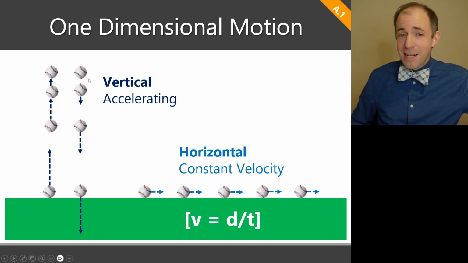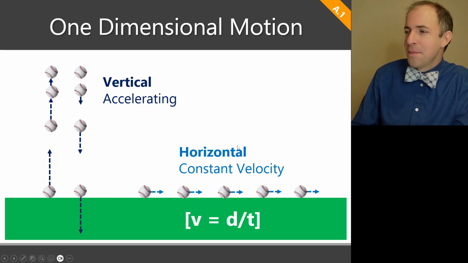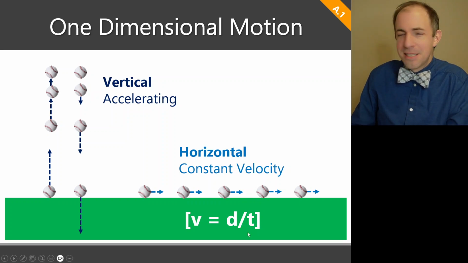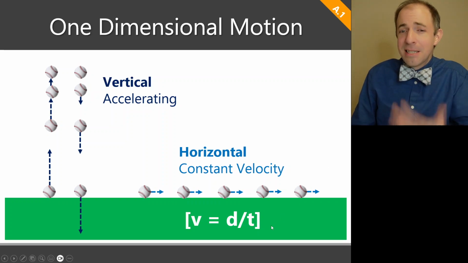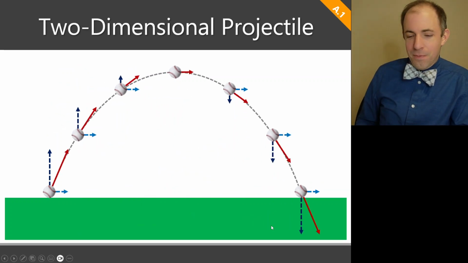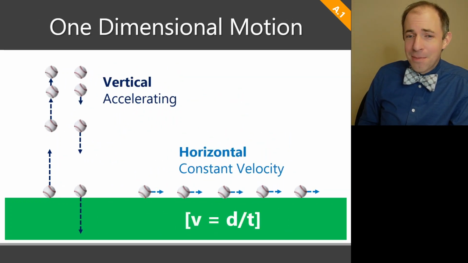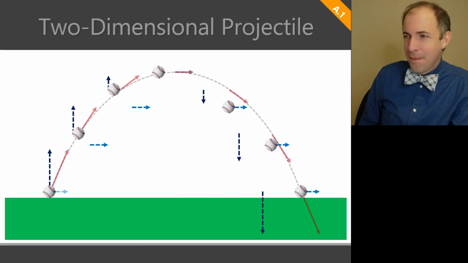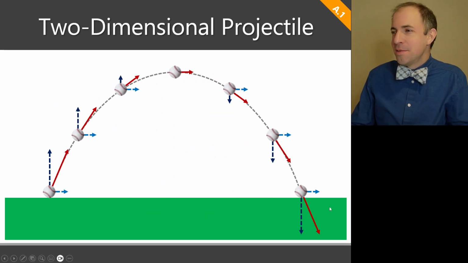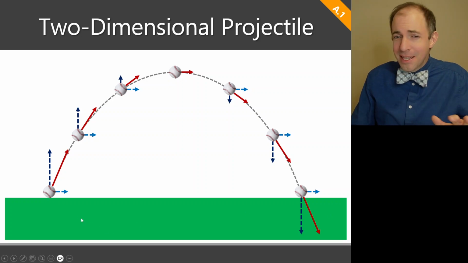Vertical, we'll use our kinematic equations and SUVAT the entire time. Horizontal, we're going to stick to this constant velocity equation of distance divided by time because there is no acceleration. Well, acceleration is zero. Let's see that again. If I take these motions and I combine them, we now get a projectile that is moving in this parabolic path.